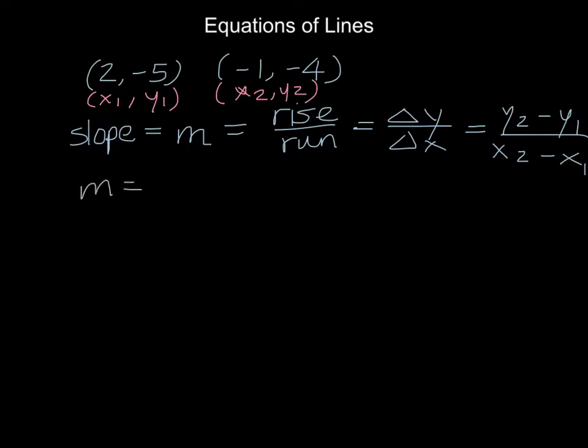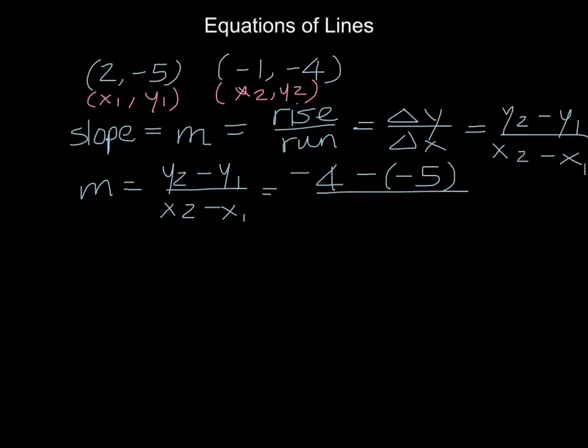Slope equals y2 minus y1 over x2 minus x1. So y2 is -4, y1 is -5, x2 is -1, x1 is 2, so we have 1 over -3, or -1/3. Now we're ready to find the equation of a line.